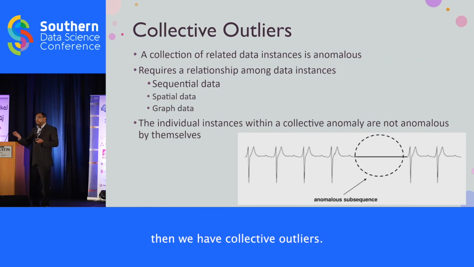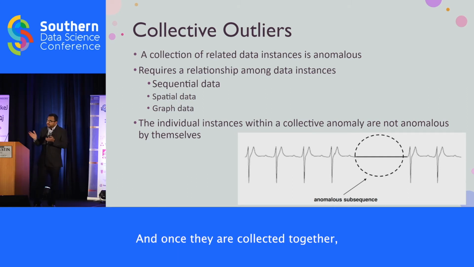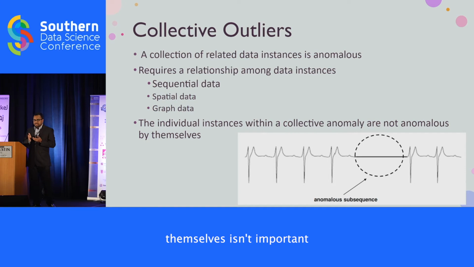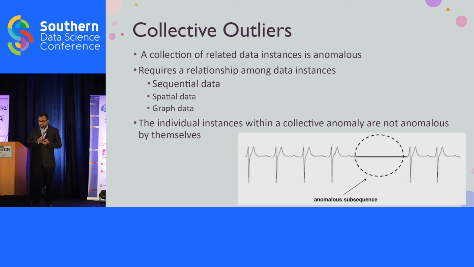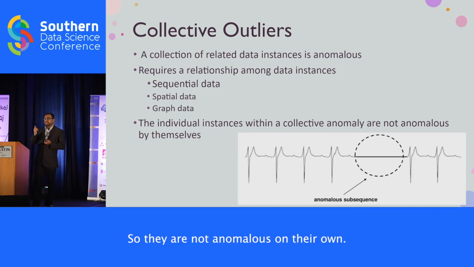Then we have collective outliers. A collective outlier is a collection of related data points, and once they are collected together, then they would serve as an outlier. Again, context is important, and the collection itself is important. And these are very important for sequential data, spatial data, graphical data, and so on. So they are not anomalous on their own. The context and the collectivity of them makes them anomalous or otherwise.